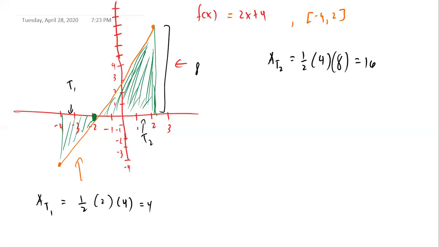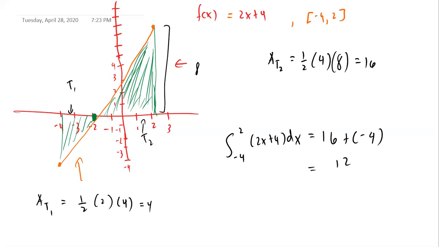Okay, so given this, what's the net area? Well, by definition, you just add the areas. Whenever it's below the x-axis, you make it negative. So the triangle T2, which is above the x-axis, is going to have positive area. So it's going to be 16. And then minus the area of the triangle below, so -4. That simplifies to 12. Right, so that's the net area.